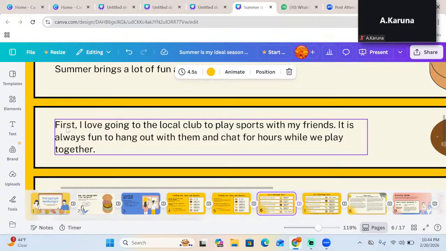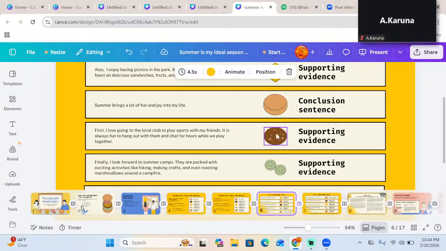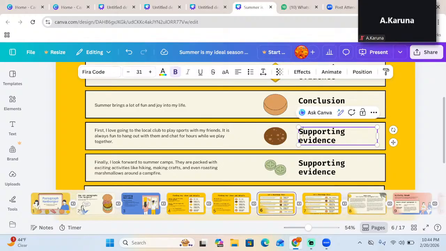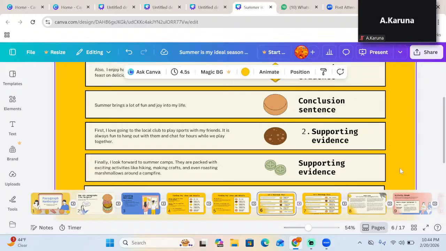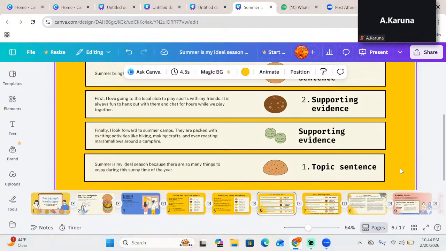The first word says first, right? And what does that mean? Obviously, number 1. So this is going to be your second sentence, and your first supporting evidence. So we're going to put number 2. Okay, this is supporting evidence number 1. Now let's look at this one.